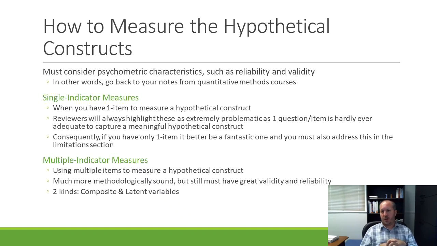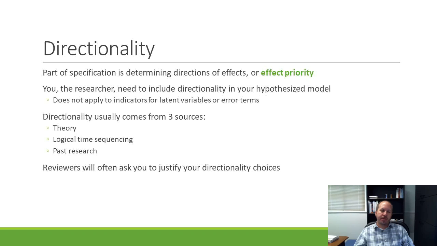We're going to get into latent constructs probably in about 3 weeks, if I remember the syllabus correctly, when we get into confirmatory factor analysis. There are really big benefits to doing a latent structure versus a composite variable, but there are times where it's more appropriate to do a composite versus a latent construct. But multiple indicator measures are much better than single indicator measures. But at the same time, it doesn't do any good if your multiple indicator measure lacks reliability or validity or sound psychometric characteristics. So the next piece we're going to talk about is directionality.